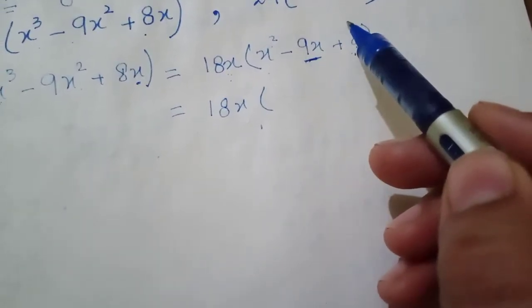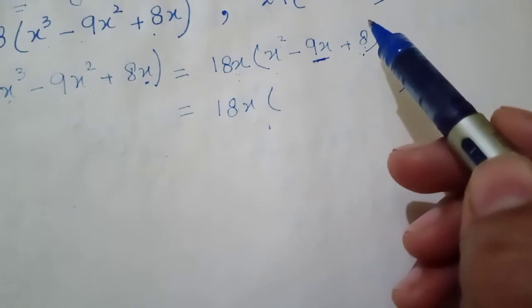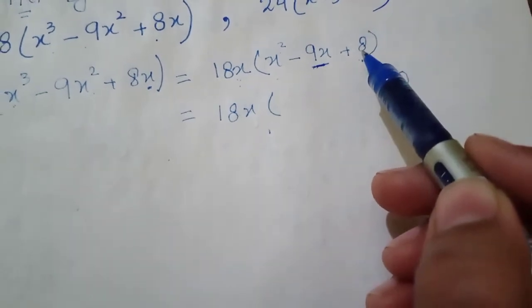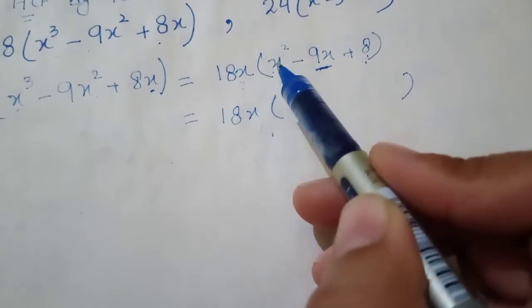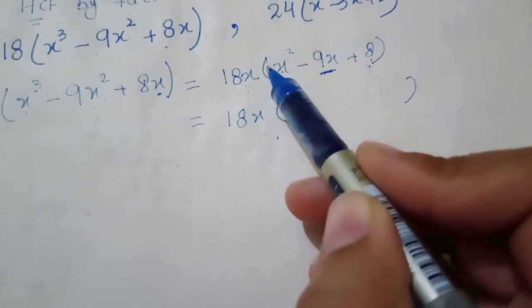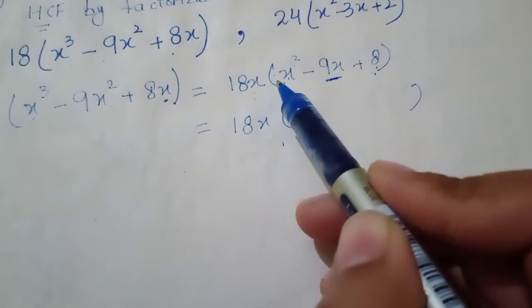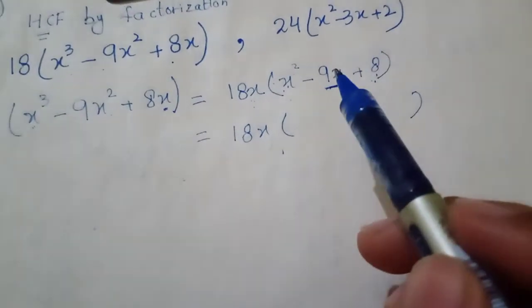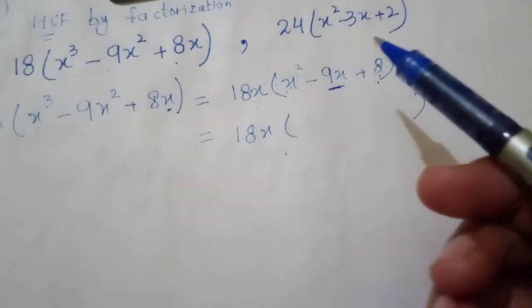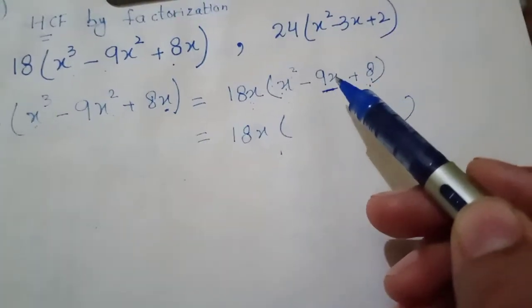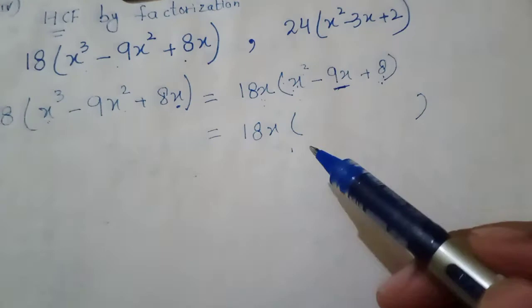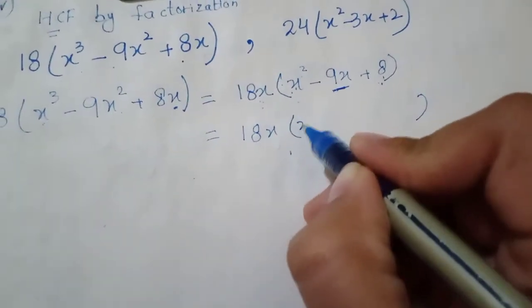Midterm break factorization is a factorization in which we find two numbers whose product will be equal to the last term times the coefficient of the first. You can see the coefficient of x square is 1, so 8 ones are 8. You will find two numbers that multiply to give 8, but when you add or subtract those numbers, you will get minus 9.